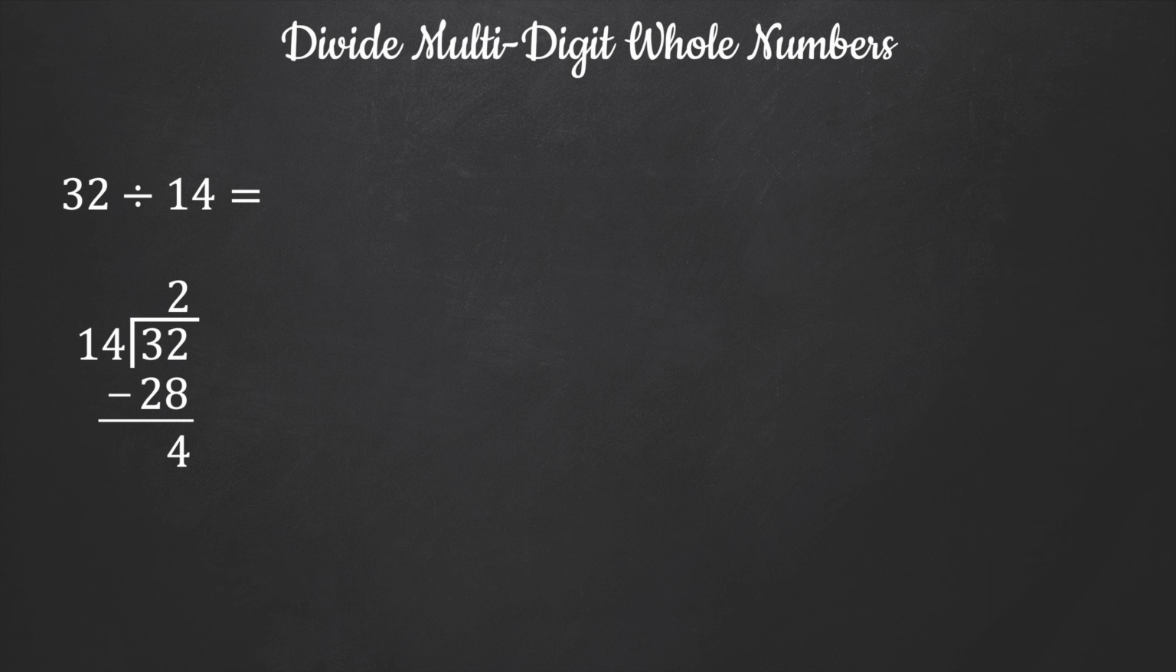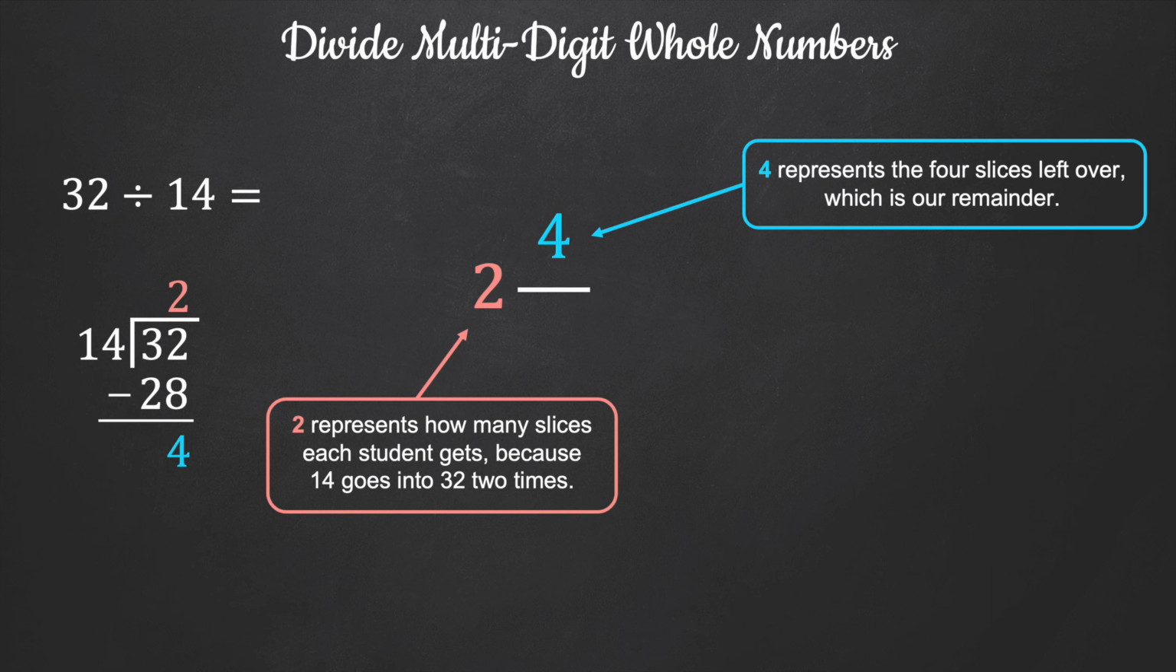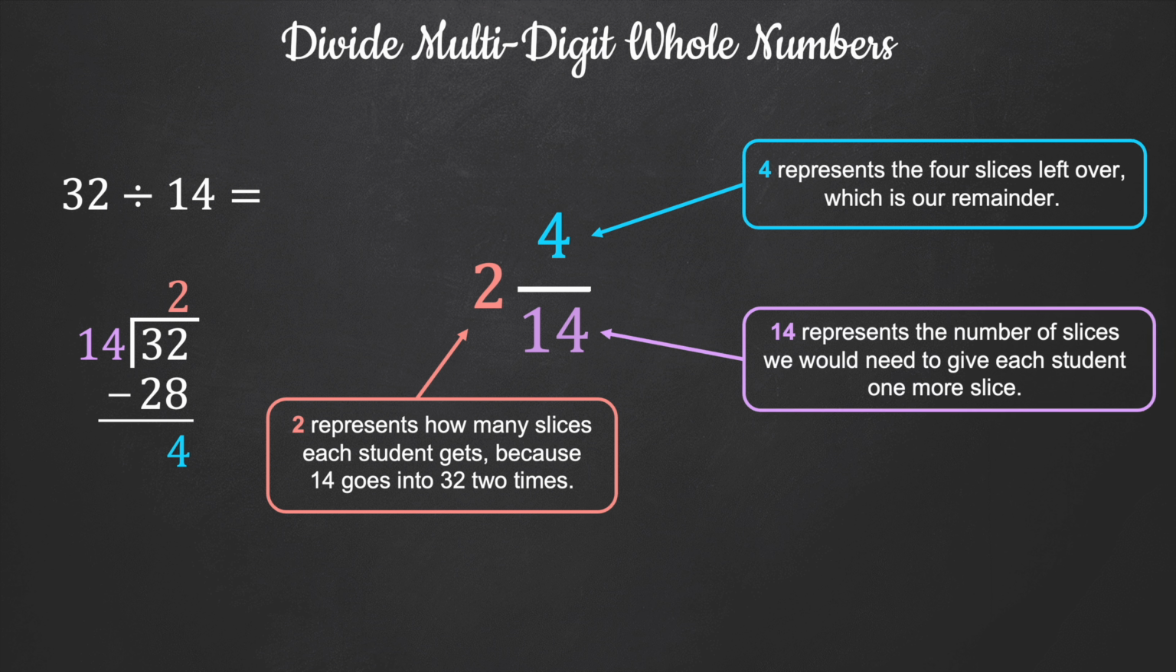So let's take a deeper dive into what that means. Our quotient 2 represents the number of slices each student gets because 14 goes into 32 2 times. Our remainder 4 represents the 4 slices left over. 14, our divisor, represents the number of slices we would need to give each student 1 more slice.